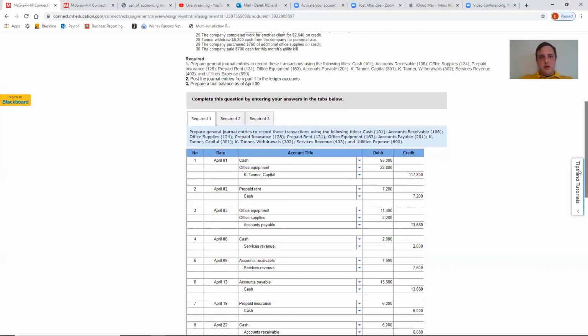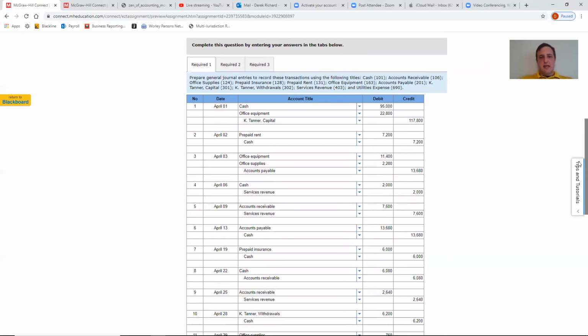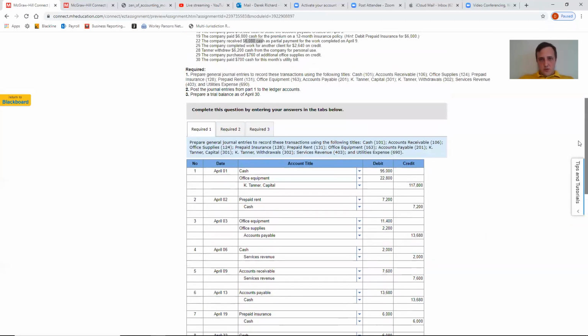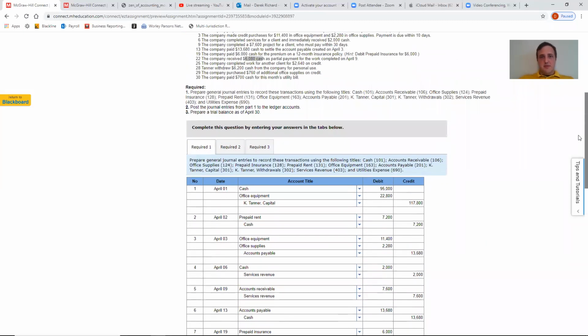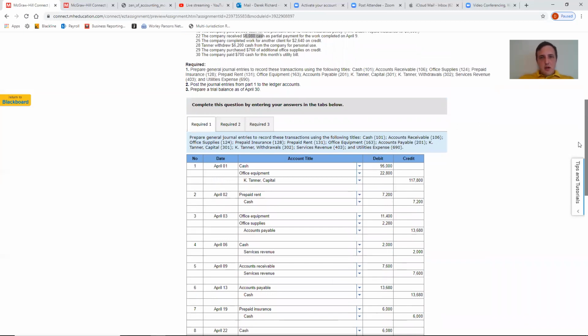Then we completed work for another client on credit. So AR is going back up, service revenue, same as the last time. And you'll notice this does get repetitive because the point is you have to get the basics in order for us to get into more complicated accounting, to where we get depreciation and different assets. So we're going to repeat it, and so that becomes second nature. And again, those flashcards are going to help make that happen.